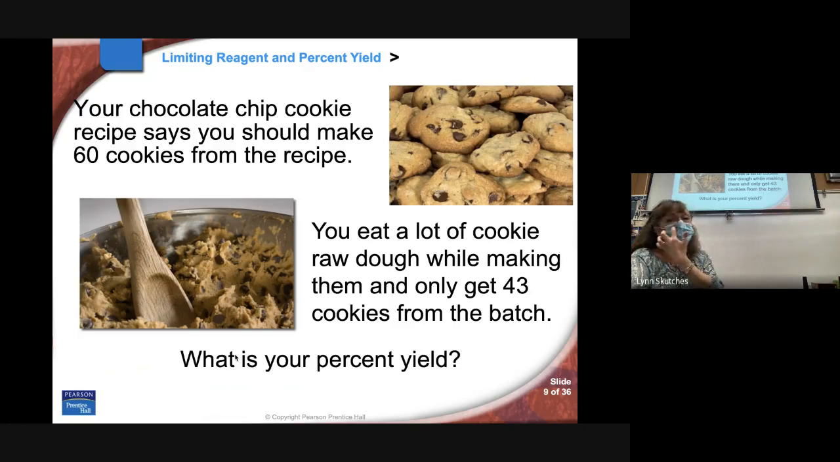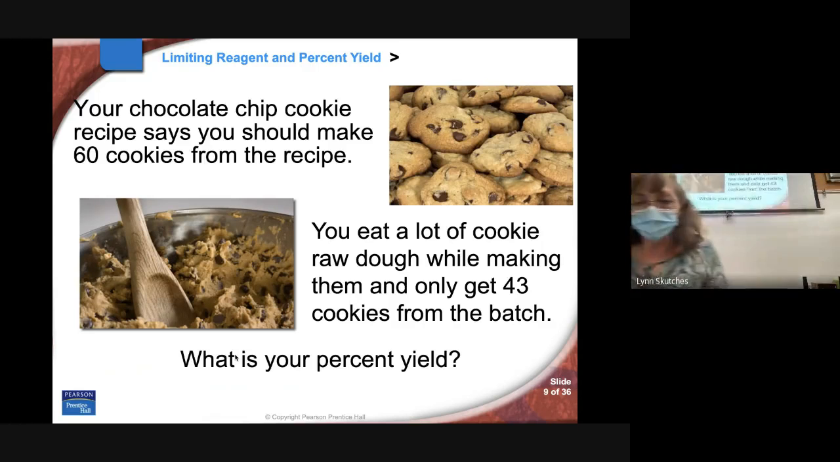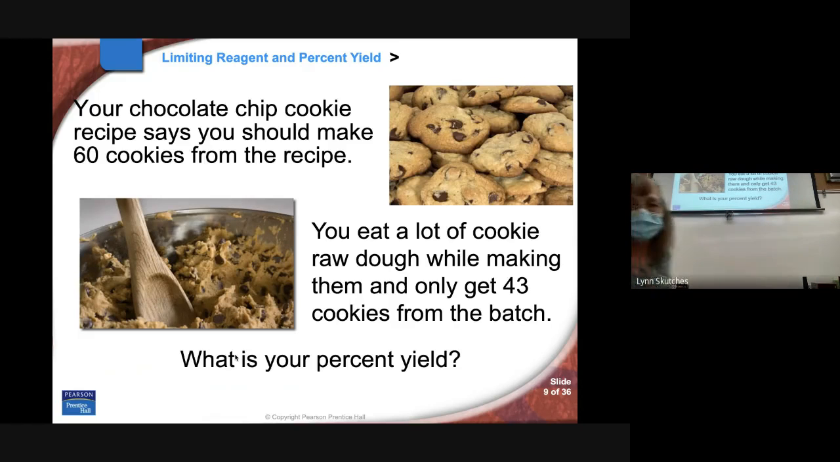Okay, so what's the percent yield? If you get 43 cookies and you're supposed to get 60, what's your percent yield? Calculate it. Go. How much do you think you're going to get? What's that? 71. It is 71. How'd you do that? I just divided 43 by 60 and times it by 100 and got 71.67%. Perfect. Everybody agree? Yes. Hopefully. That's the percent yield.